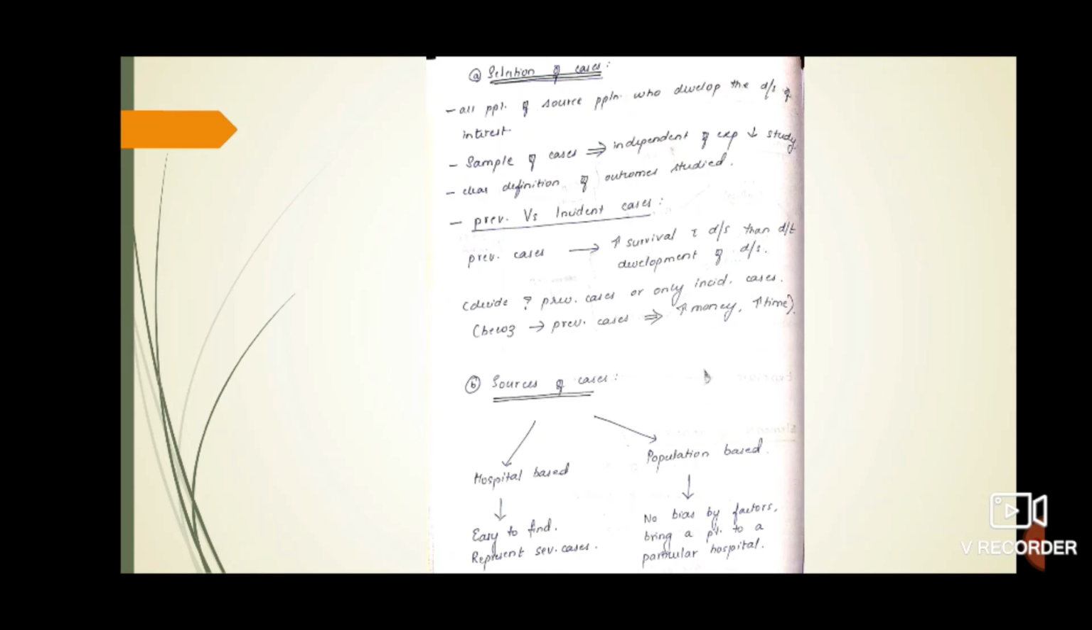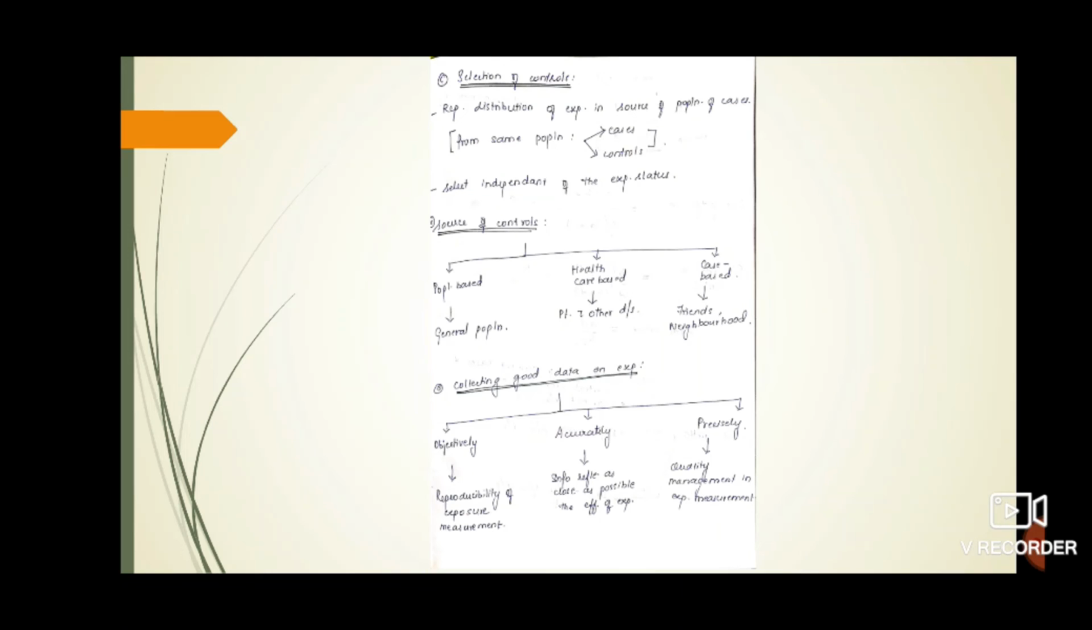Then we have to see where we are selecting the cases from, that is whether from a hospital based population or a general population. For a hospital based population it will be easy to find the cases, and that will represent severe cases also. But when we are taking from the population, one advantage is that there is no bias by factors that bring a patient to the particular hospital.